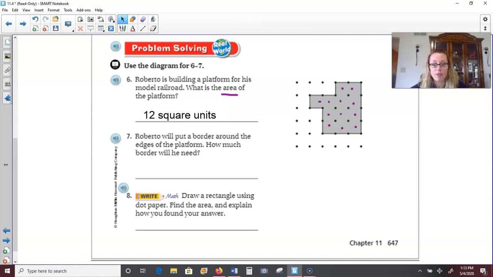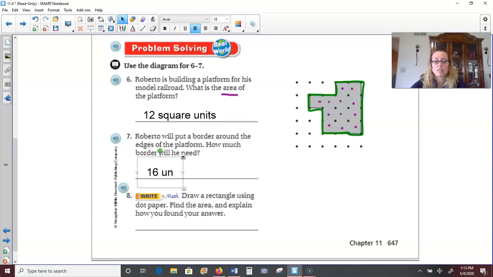Number 7, Roberto will put a border around the edges of the platform. How much border will he need? So if he's going around his platform now, let's count the perimeter, the distance around. 1, 2, 3, 4, 5, 6, 7, 8, 9, 10, 11, 12, 13, 14, 15, 16. So he would need 16 units to go around the outside of his platform.